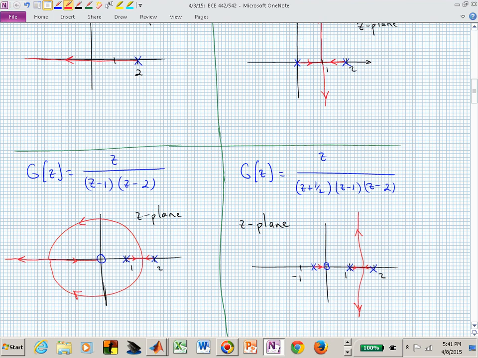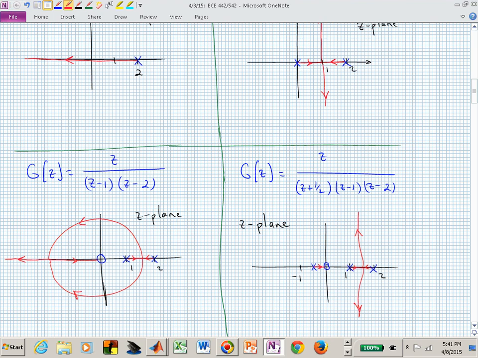But I'm trying to illustrate these different patterns because you can't get locked into thinking, oh, I have a zero, so they must circle around that zero. That's not necessarily the case. It depends on how these poles and zeros are located relative to each other, and we'll learn in rule number 2 a quick way of deciding.